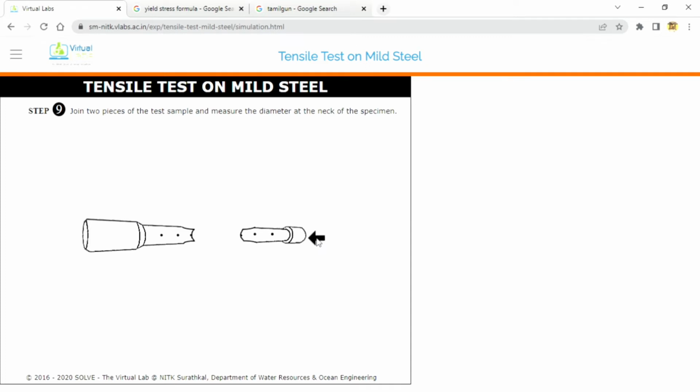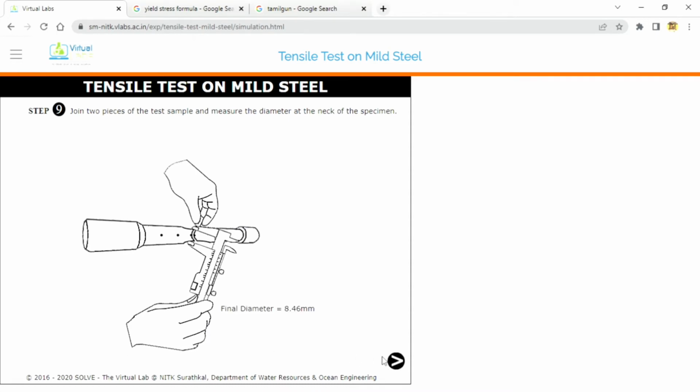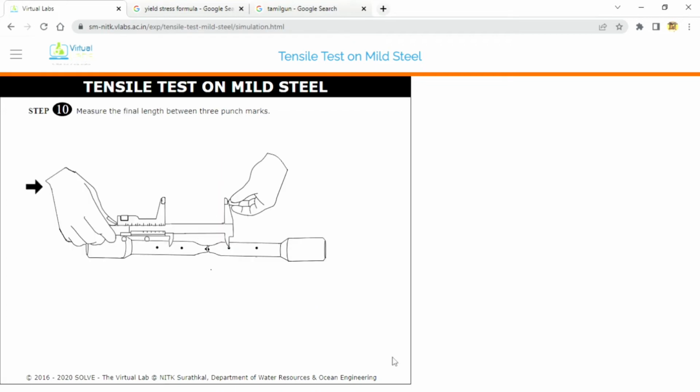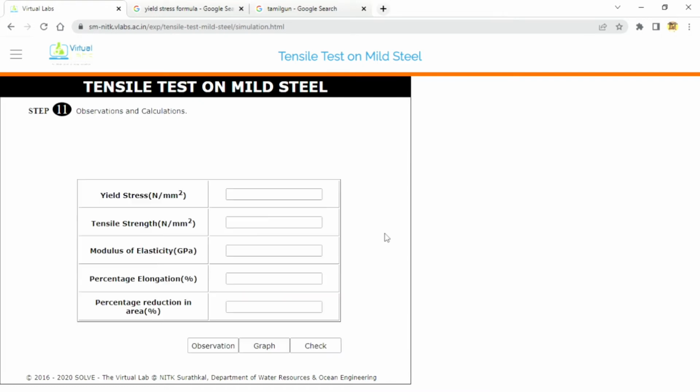Step 9. Join the two pieces of the test sample and measure the diameter at the neck of the specimen. The final diameter is 8.46 mm. Step 10. Measure the final length between the three punch marks. The final length between the punch marks is 86 mm. Step 11. Observation and calculations.